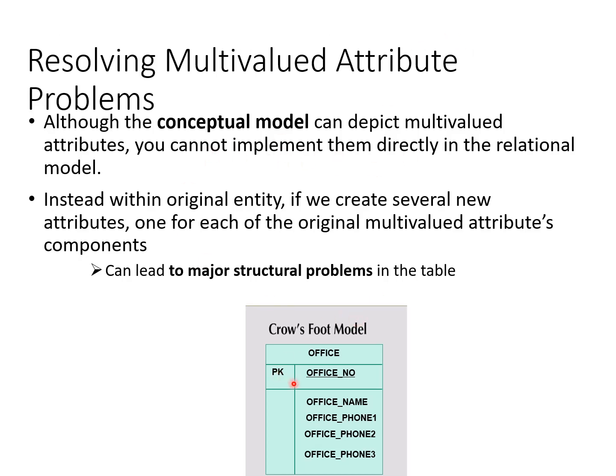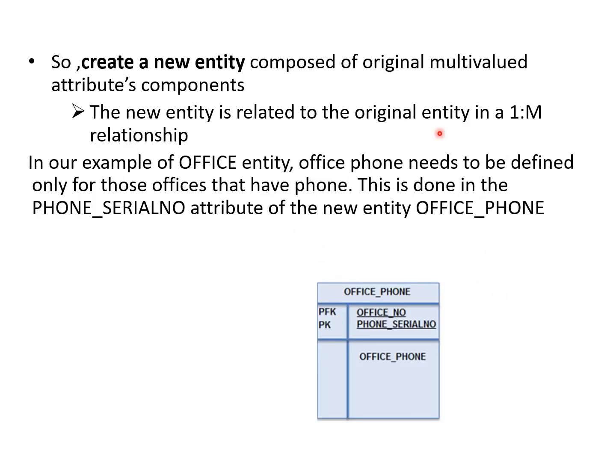You can come out with the office, and you can have office phone number 1, 2, 3. But the only issue with this is that if one of the offices has only one phone number, then the other two values will not be used. They have to be null values. So in order to deal with that, you are going to create a new entity called office phone, where the primary key is the phone serial number, and there is a PFK like the office number.